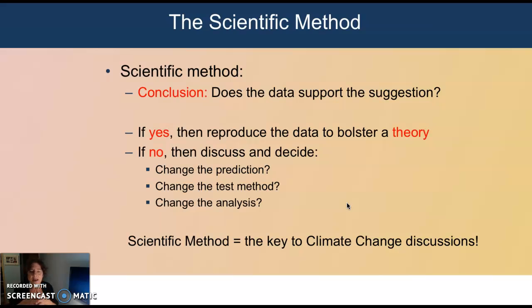So the scientific method is the key to climate change. The scientific method is the key to COVID. And it's very important for the goal of this course to teach you how to think critically and independently by the scientific method. Talk to you soon.